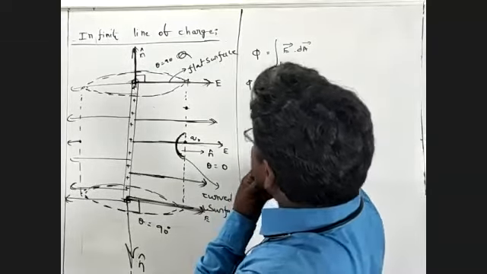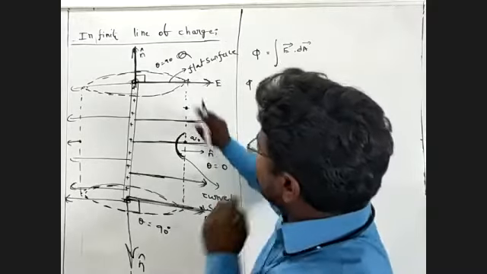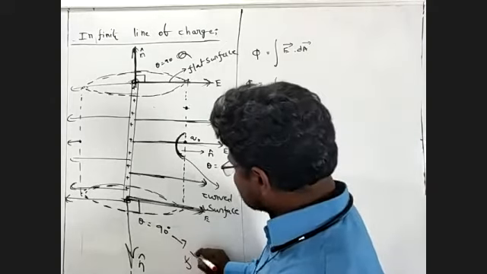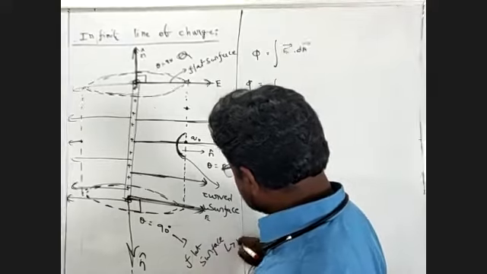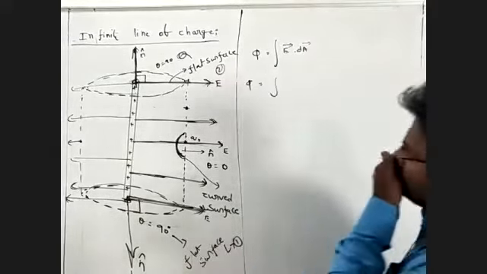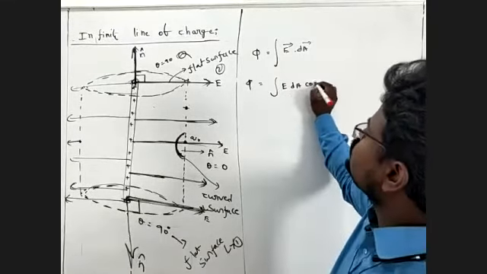Now, integration. How many surfaces are there here? One flat surface, the curved surface, and one more flat surface. This is flat surface number one, the curved surface, and flat surface number two. Now for each we take E bar dA cos theta.